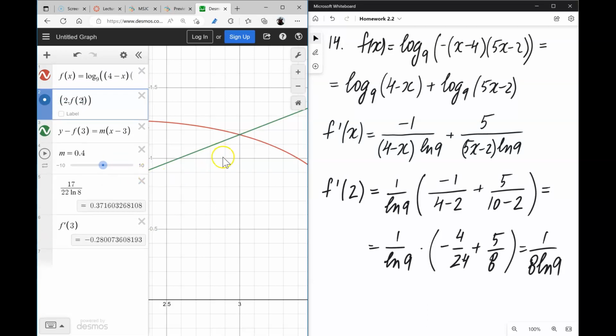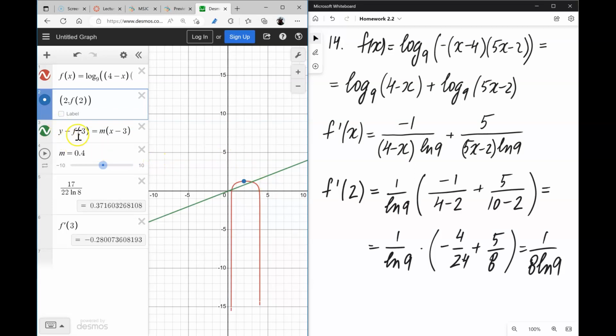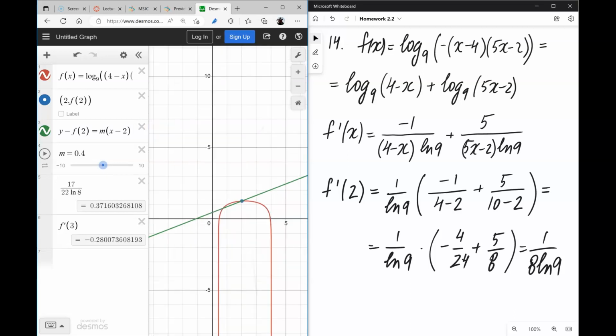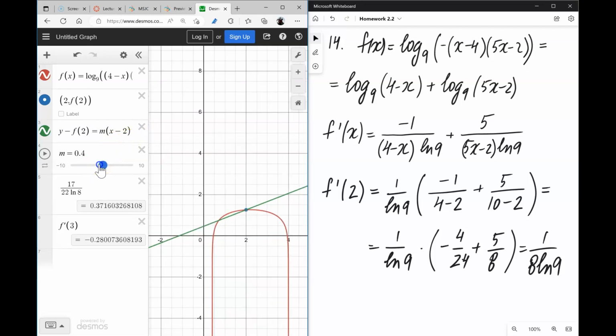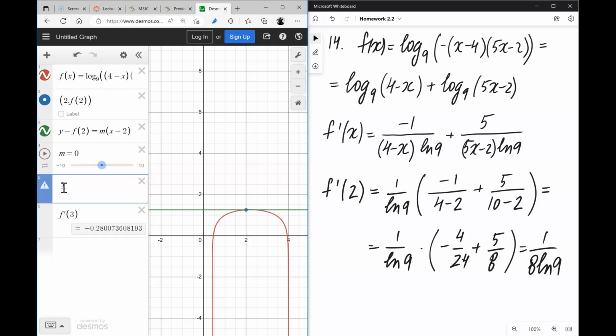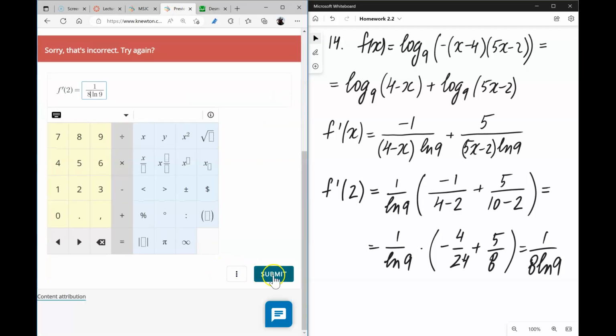and we have 2, right? And we're going to play with the slope. Looks like it's very close to 0, right there. And we're just going to plug it in. We have 1 over 8 ln 9, which is close to 0, so it makes sense. And just to make sure, we're going to plug it in. Yep, the answer is right. Now I feel comfortable submitting it.